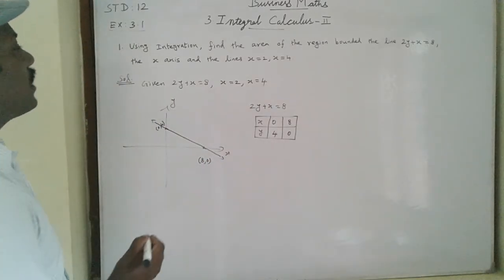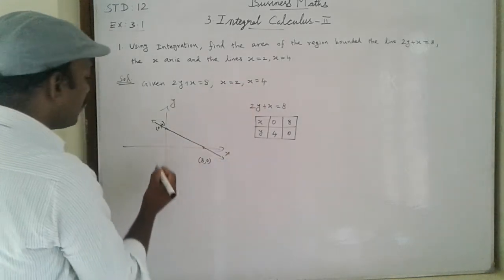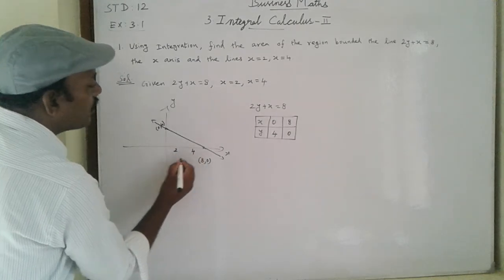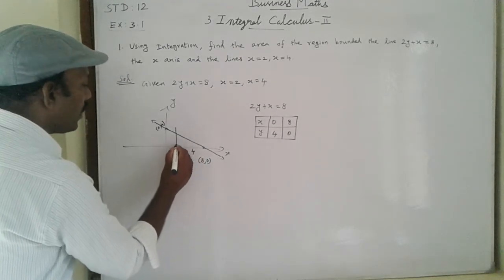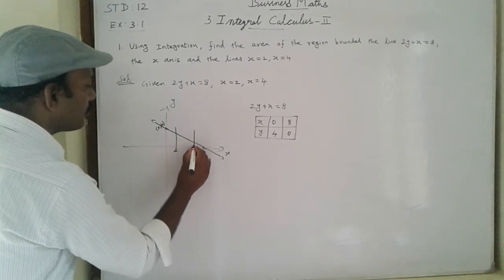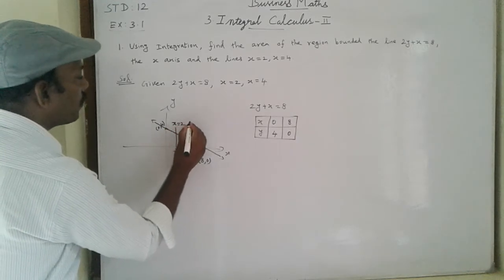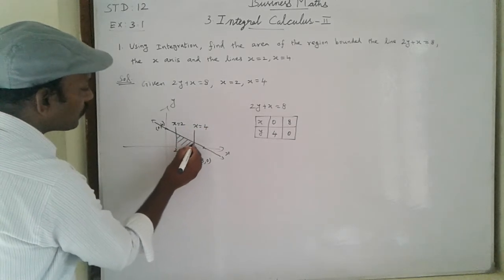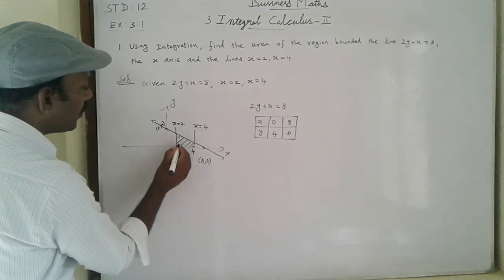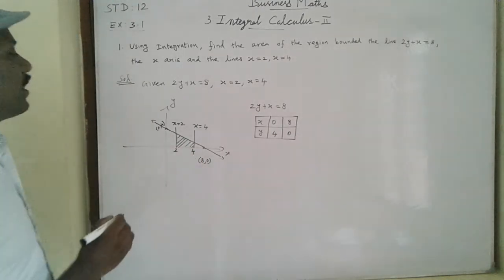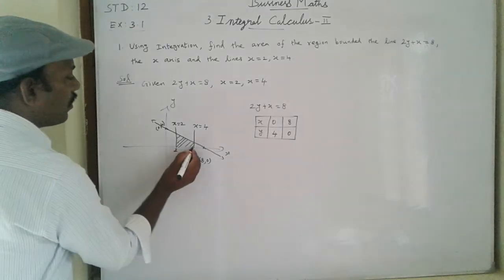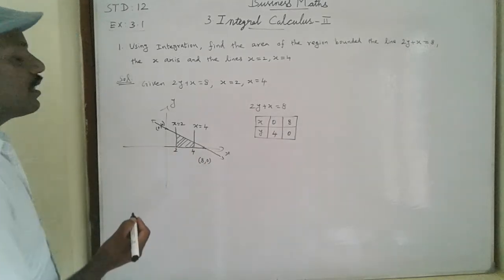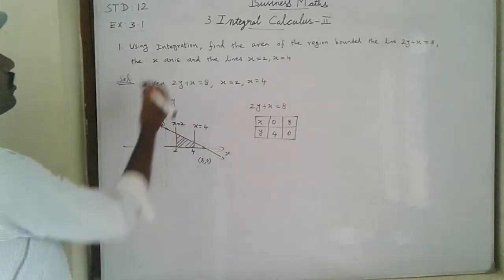We should find out the limit, which is given as 2 to 4. Approximate value, so this is 2. This point is 4. We should draw a line, x equal to 2, x equal to 4. Between this area we should find out. This area only we should find out. So the limit is what? 2 to 4, x equal to 2, x equal to 4. This value we should find out.